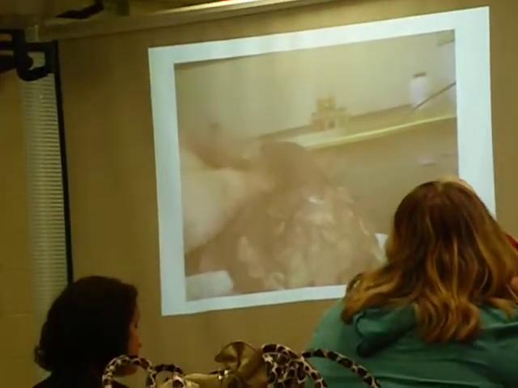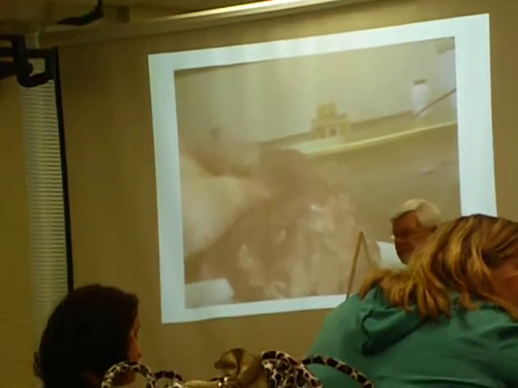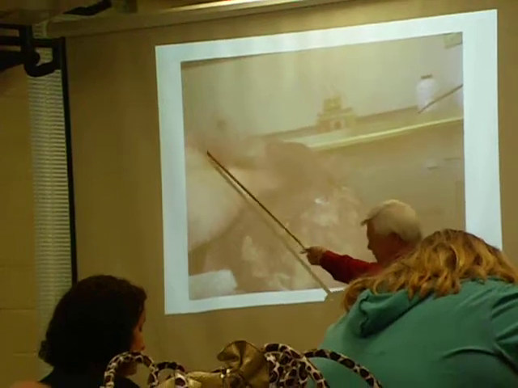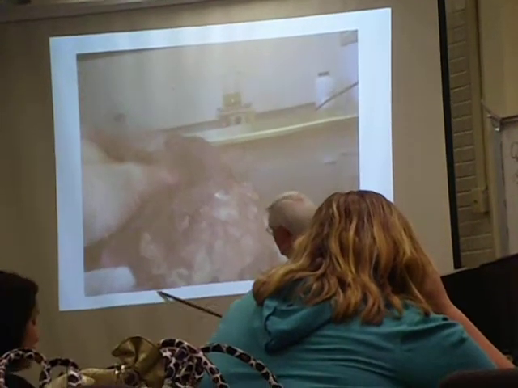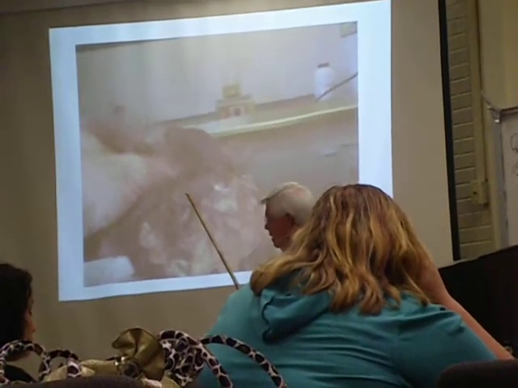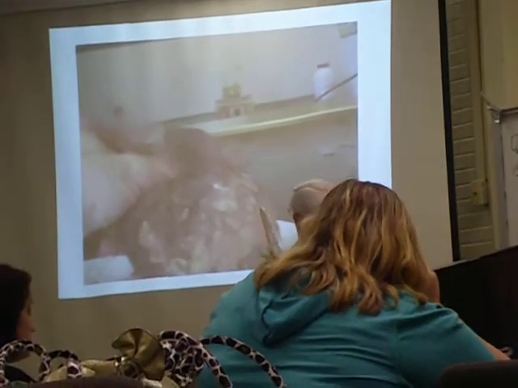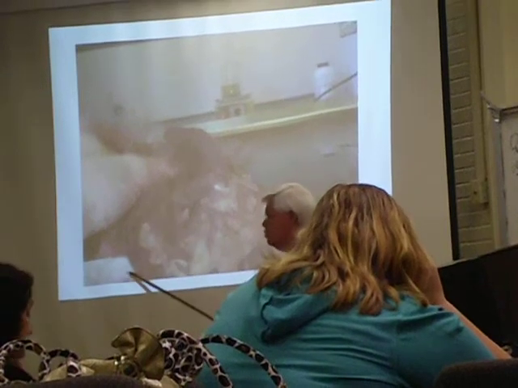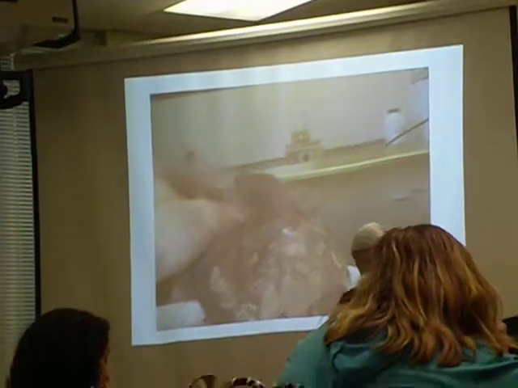Oh, that looks nasty. What division is represented here? Basidiomycota. What are these little dots? Basidiospores. What is this entire thing? Common name? Puffball. What do we call this as far as structure? A basidiocarp.